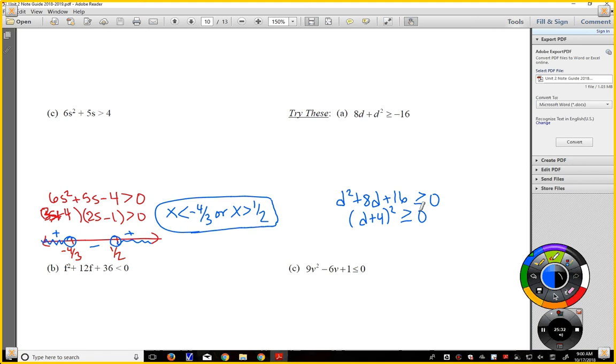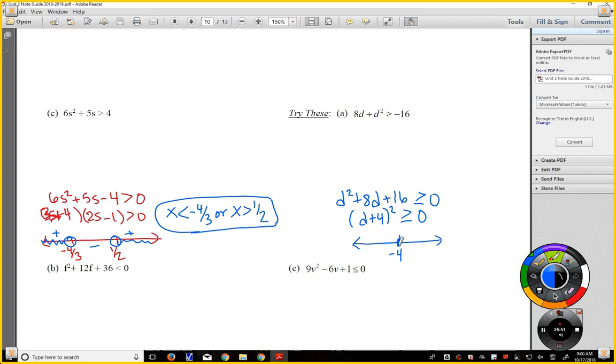Yeah, there's only one solution, but that's okay. That just means less areas for us to look at. We can still do this same analysis. It just means the only place where it's equal to 0, in this case, is at negative 4. And I'll include that point because I do want it to be equal to 0. And then I can either think of the graph or plug in numbers.